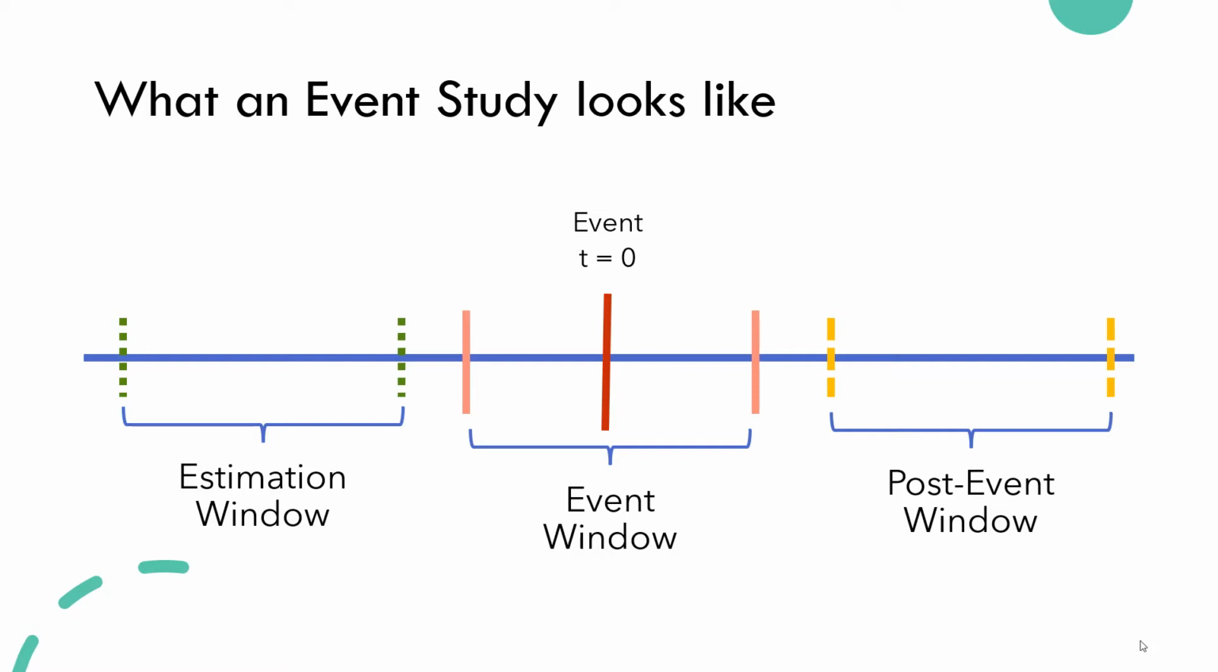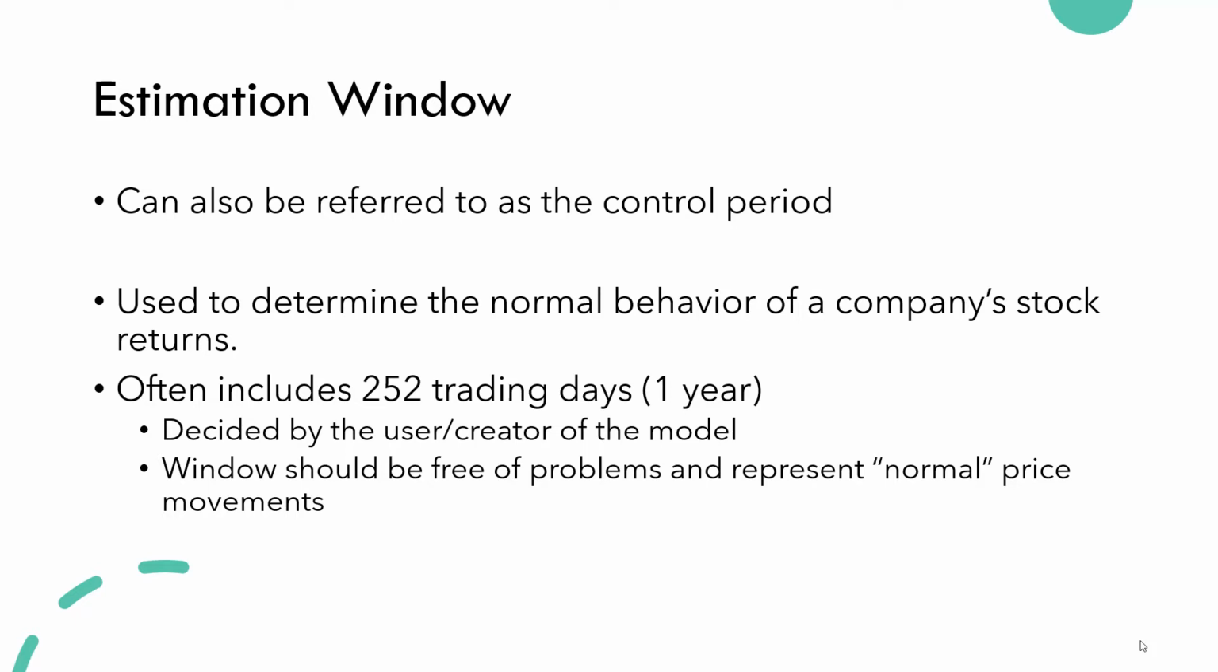So we're going to go through each of these windows, what they are, a little bit about how they work, and then we'll get into a bit more detail about all of them a bit later on as well. So first off, we'll start with the estimation window. As the name suggests, this is the part of our event study where we're going to estimate a model of what stock returns are like under normal circumstances. So it's going to give us that baseline. It can also be referred to as the control period. So a lot of times you can think of it as estimation window or control period, depending on who you're talking with about the event study.